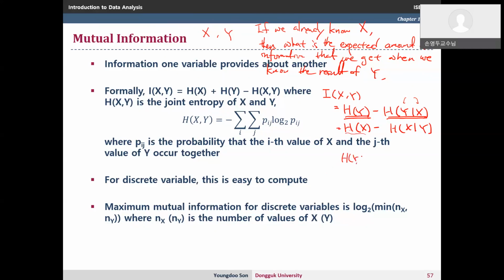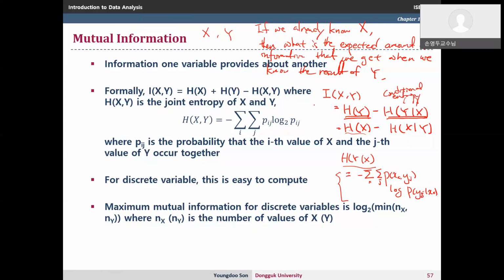And H(y given x) is defined as minus the sum over i, j of p(x_i, y_j) log p(y_j given x_i). Okay, if we calculate this one, we can get this conditional entropy. We call this one conditional entropy.